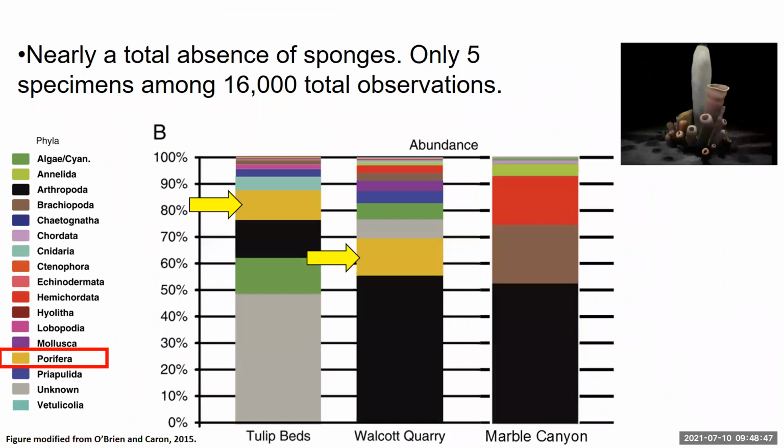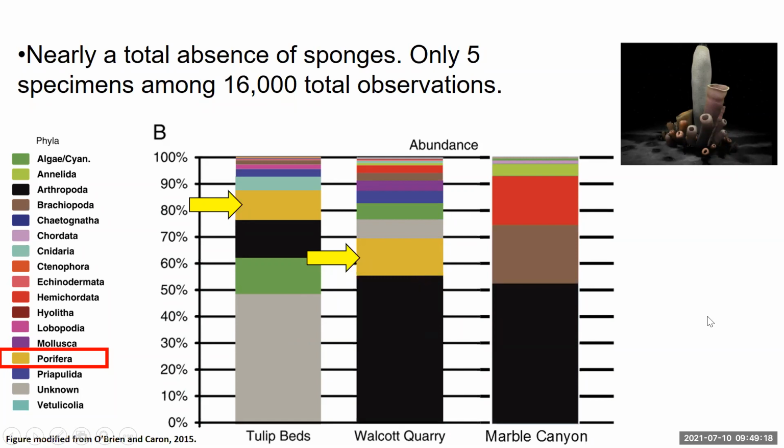And so to underscore this even further, at Marble Canyon, there's almost an entire absence of sponges. And so if we were to do one of these very coarse-grained analyses, just looking at one locality versus another, completely summed together into a single time-averaged assemblage, you can see at Tulip Beds, sponges are the fourth most abundant group of animals. Third, actually, if you were to change this unknown category, which includes the tulip animal. At Walcott Quarry, they're the second most abundant group of animals.